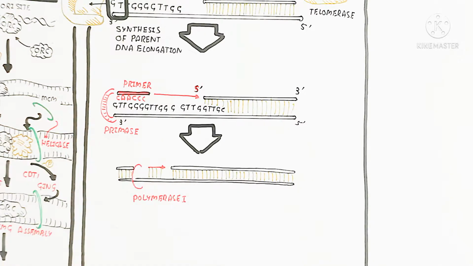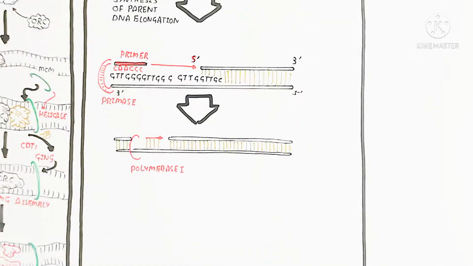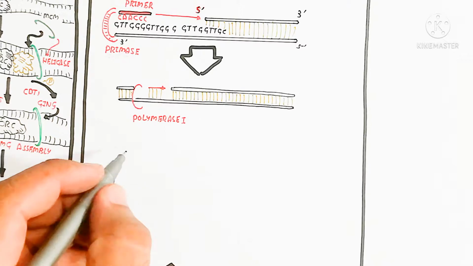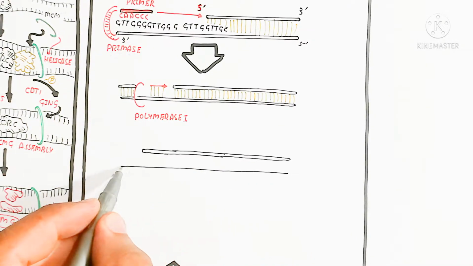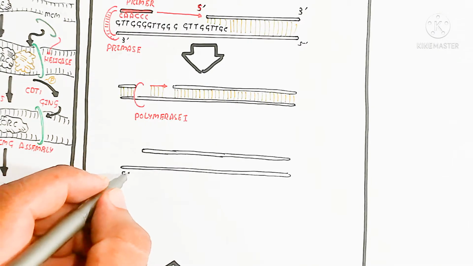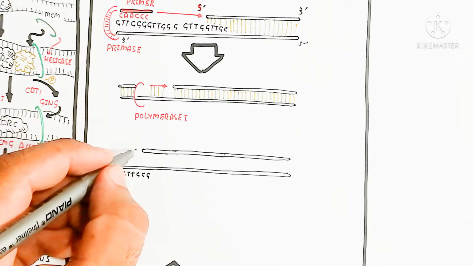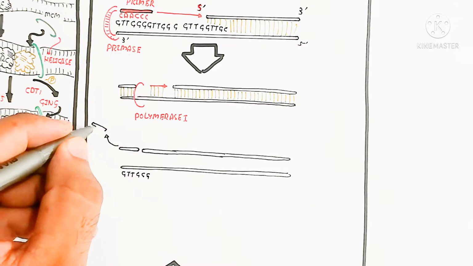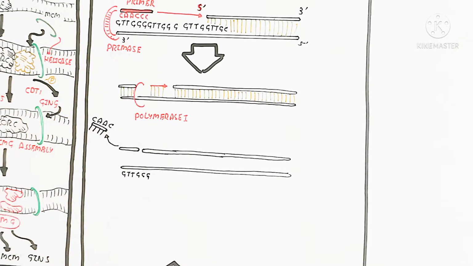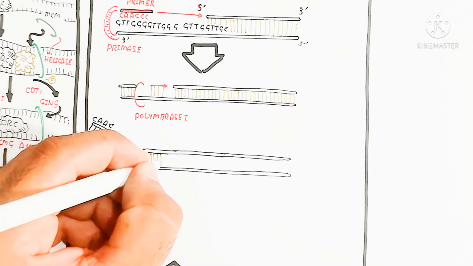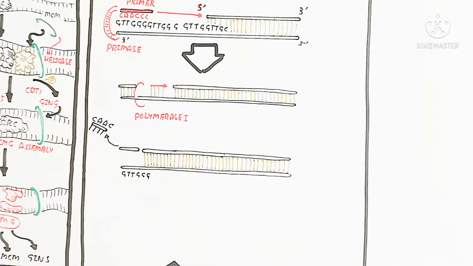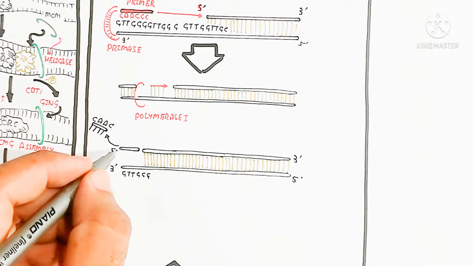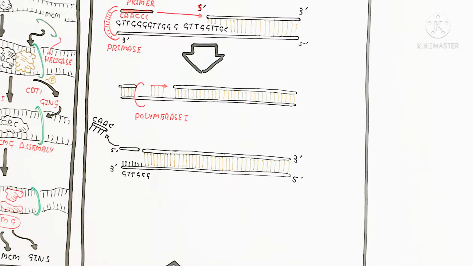But the important thing is that this primer should be released. This primer is an RNA primer, and it contains uracil, and that will be released. After the RNA primer is released by the nuclease enzyme, the overhang flap will occur. This overhang flap will be cut by the restriction endonuclease enzyme.